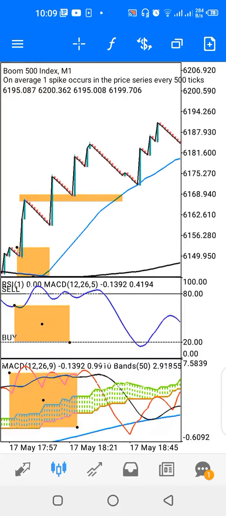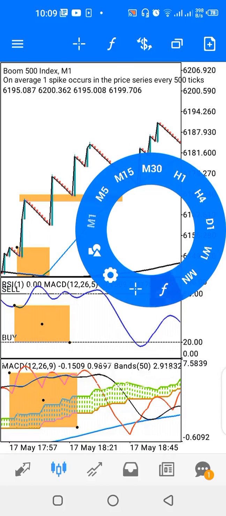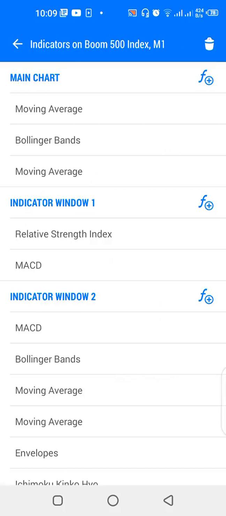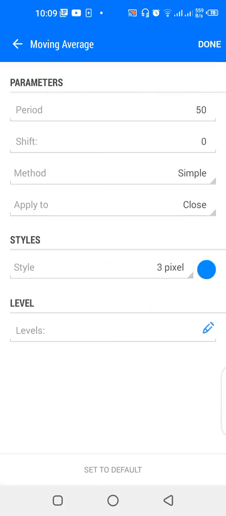So that's basically how to use the indicators for this strategy. Okay, let's look at the parameters for the indicators. We have moving averages on the main chart. We have a 50 period simple moving average, the shift is 0, apply to close, color is blue. And we have Bollinger Bands, 1 period, deviation is 2.0, shift is 0, apply to close, color is black.